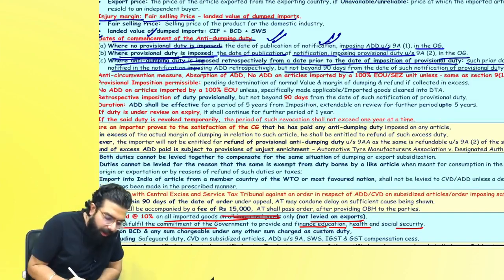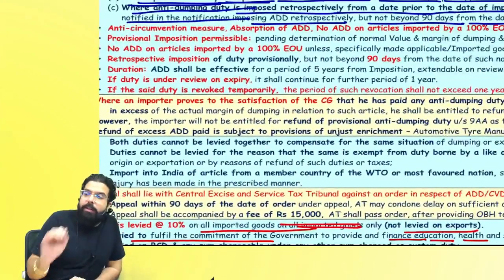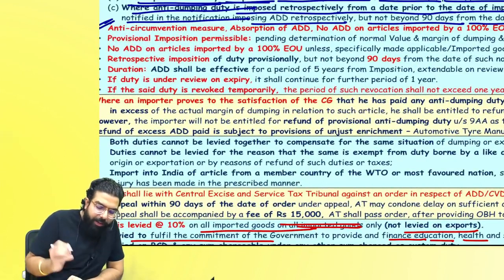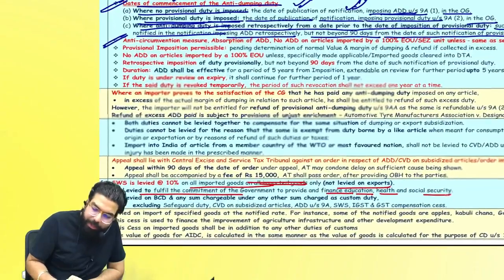Can I go ahead, everyone? The next one over here, sir, whatever we went ahead and learned in CVD for subsidized article, circumvention measure, absorption, right, everyone?